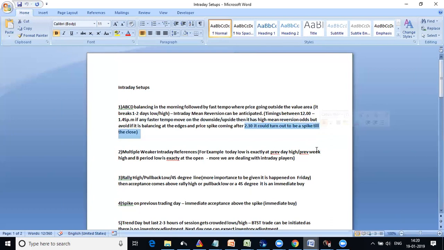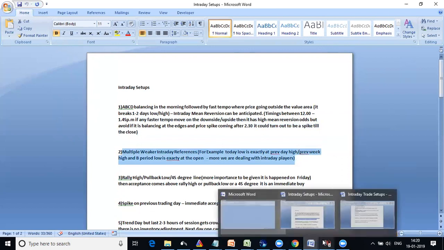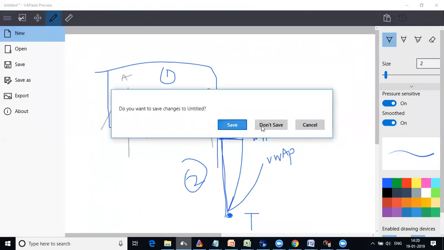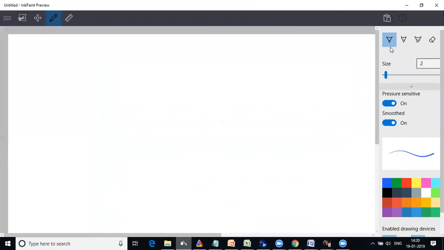Next comes the multiple weaker intraday references. This is also one of my favorite setups. Right? So it will be coming something like this. To give an example, let's say this is letter A period, it went down. But it bounces back at B period.